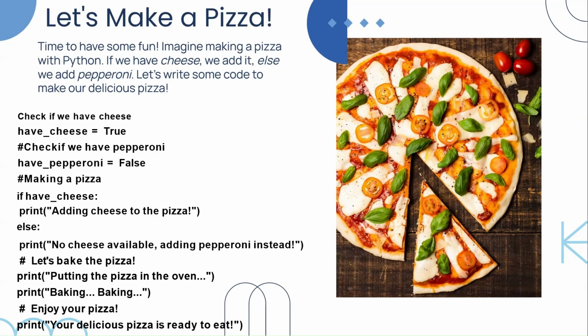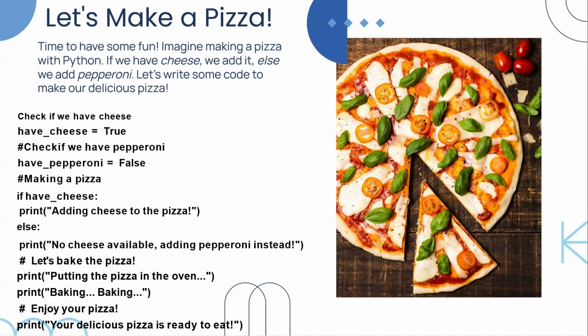This code simulates the process of making a pizza, taking into account whether cheese and pepperoni are available. Two variables, have_cheese and have_pepperoni, indicate whether cheese and pepperoni are available respectively. It uses an if-else statement to decide what to add to the pizza based on the availability of cheese.